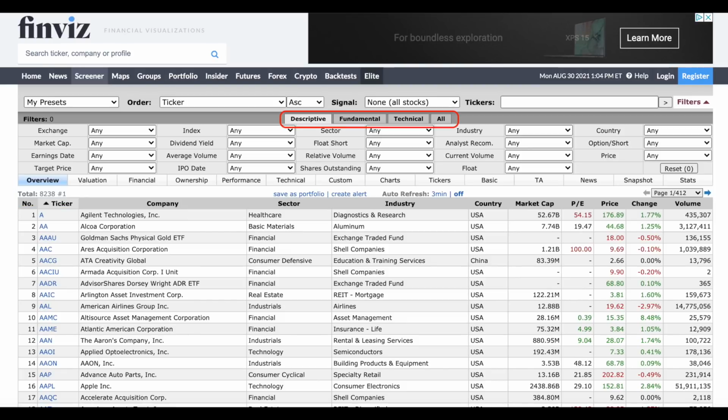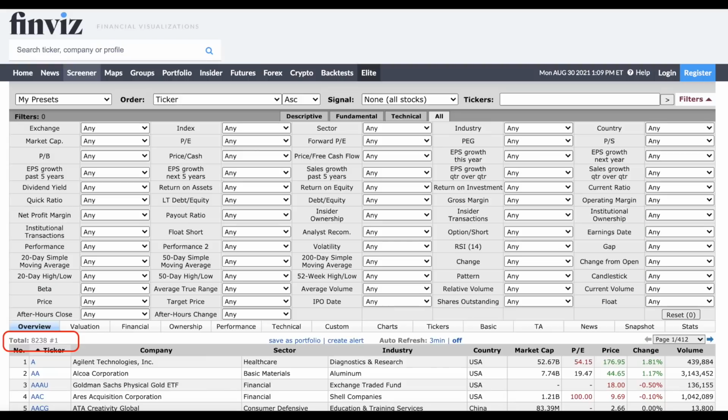There are dozens of different screeners that you can use. They're broken down into 3 categories: descriptive, fundamental, and technical. Descriptive includes things like what exchange is listed on, market cap, sector, dividend yield, and others. Fundamentals includes things like earnings growth and price-to-earnings ratios. Technical includes metrics such as moving averages. If you click the All button, you can see all of the screener options. As you can see, there are more than 60 different options. Currently, no filters are chosen, so the list shows all the 8,238 stocks in their database.